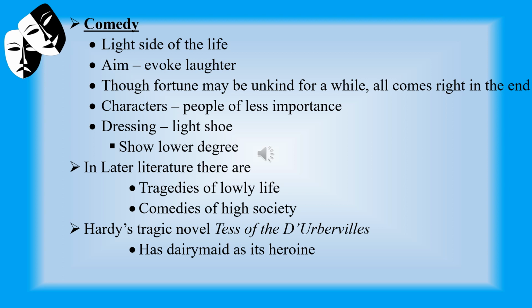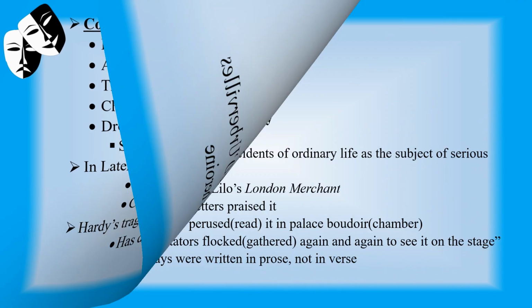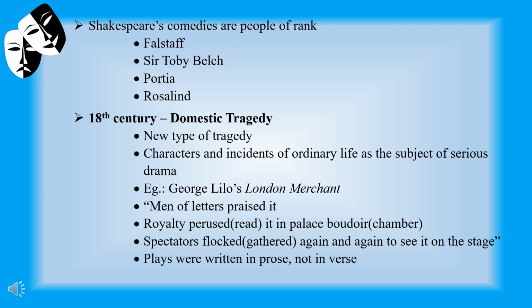In later literature, there are tragedies of low life and comedies of high life. Thomas Hardy's tragic novel Tess of the d'Urbervilles deals with a dairymaid as its heroine. In Shakespeare's comedies, you can see people of high rank like Falstaff, Sir Toby Belch, Portia, Rosalind. So far, we have seen the difference between tragedy and comedy.